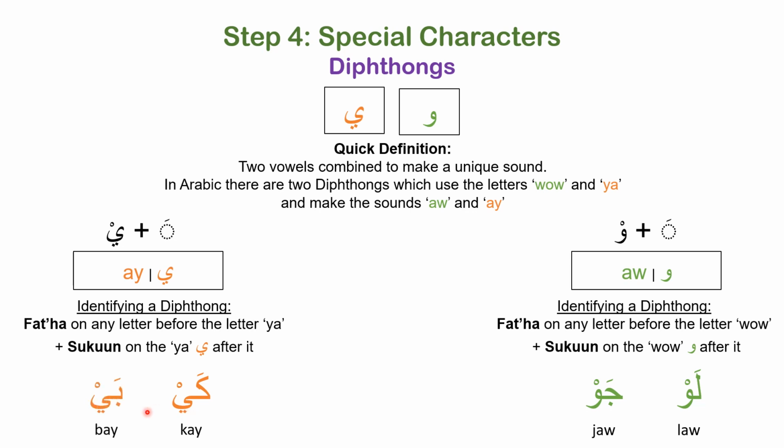Let's look at another example. Here we have the word bay. You see the ba with a fatha followed by ya sukoon, which makes sense with this formula here. So the word is bay. We see a fatha on the first letter followed by the ya sukoon, which makes the sound bay. So just to refresh these ones: law, jaw, kay, bay.